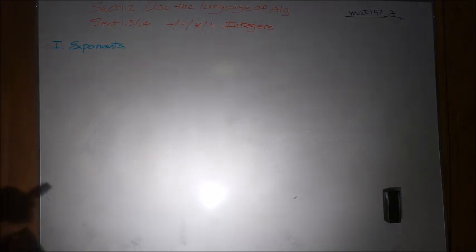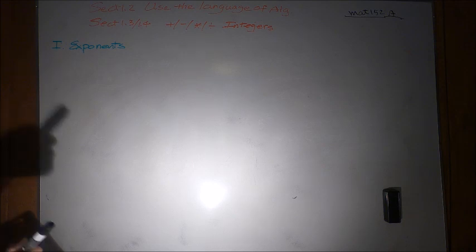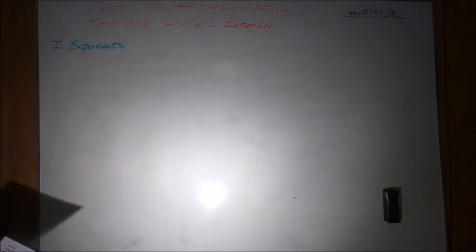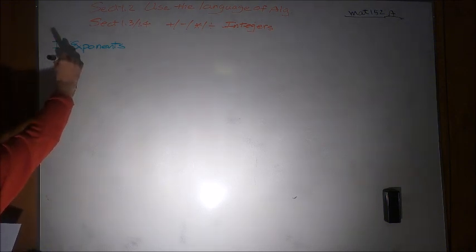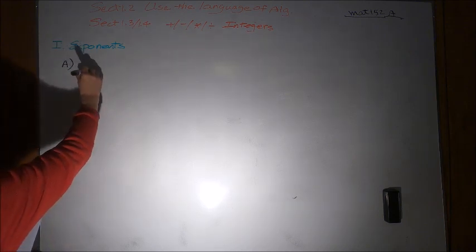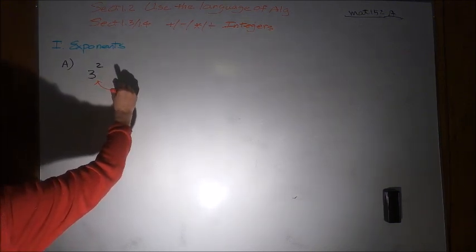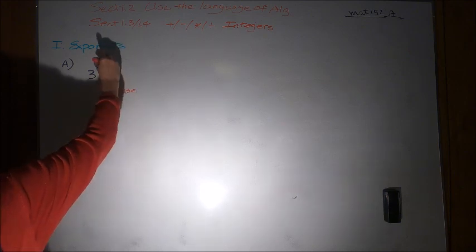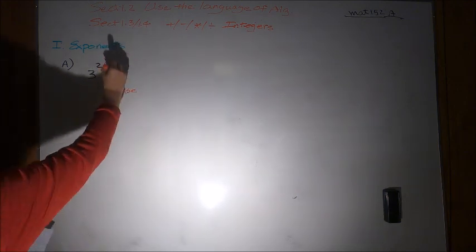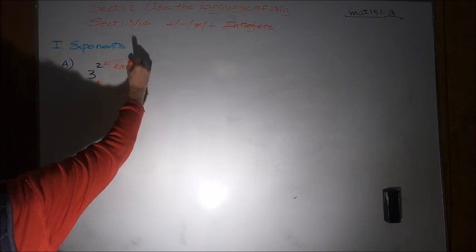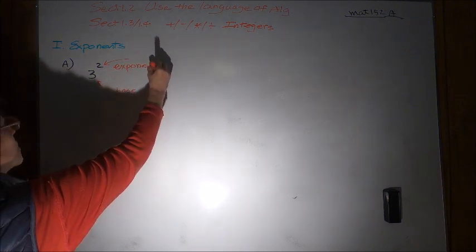So for something called exponents, we will explain what they mean. If I write a 3 with a small 2, what does that mean? The bottom one, we call it the base. The top one, we call it the exponent, or the power.